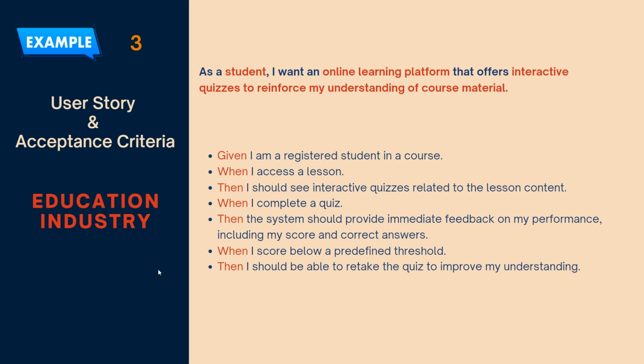Now in the same scenario, we are also using a third action. I score below a predefined threshold. So for a given quiz, a threshold is also defined. Suppose it should be above 70, or it should be above 80, or whatever is the threshold. So if suppose the threshold is 80 in this particular case, and if my score is less than 80, then I should be able to retake the quiz to improve my understanding. So if my score is above 80, it should be accepted. But if my score is less than 80, then the system will pop up a message asking if I want to retake the quiz so that I can improve my understanding about the topic.